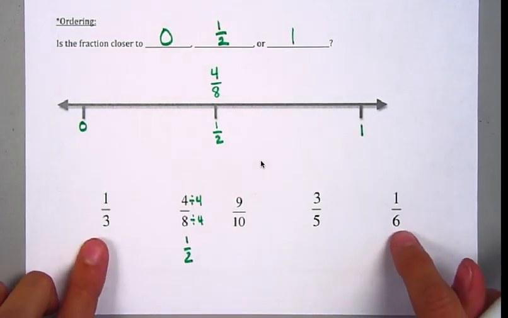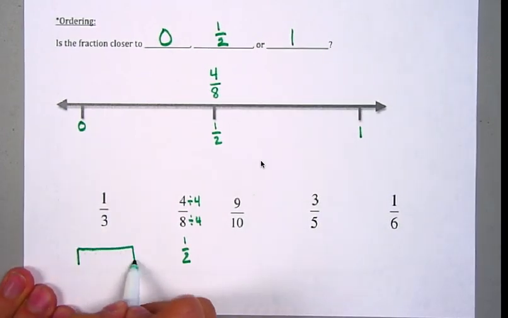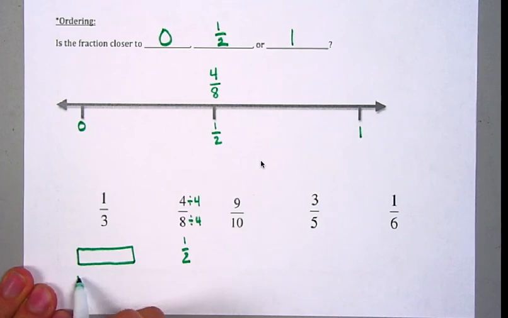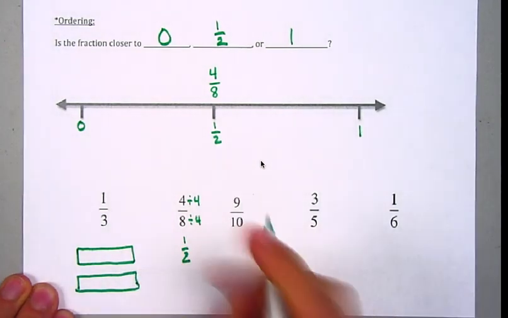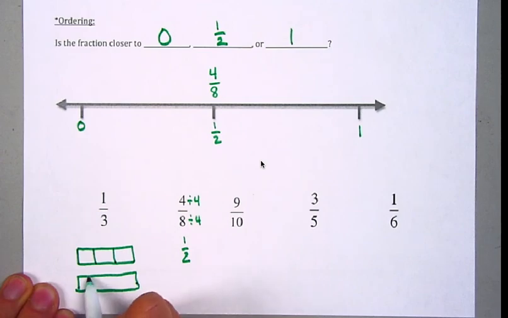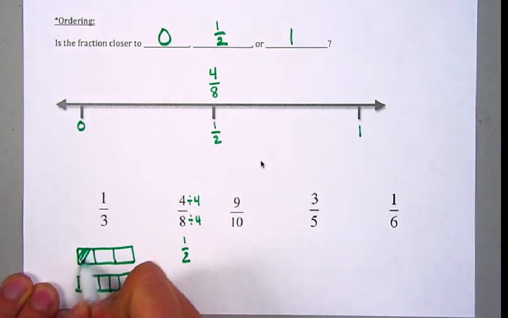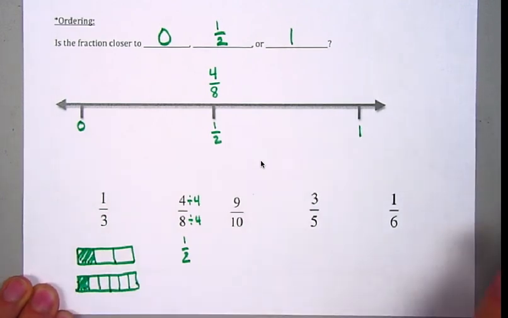When I'm comparing 1/3 and 1/6, sometimes drawing a picture can help me see which one is bigger. It's important to make the two fraction bars the same size when you're comparing. So this would be 1/3, and this would be 1/6. So I can see by comparing that way.